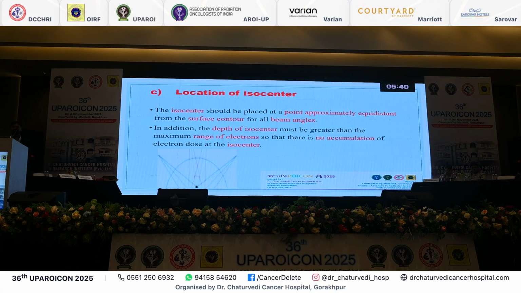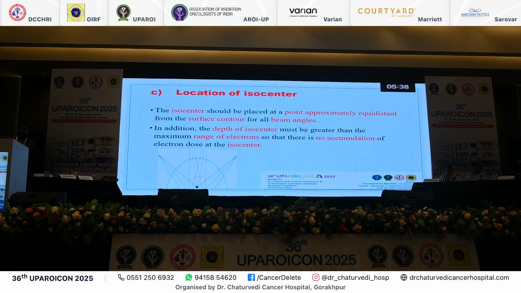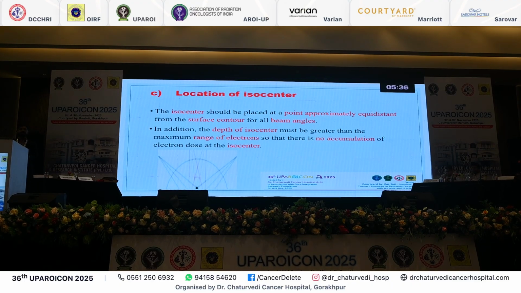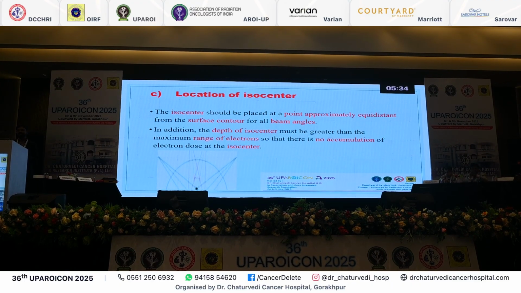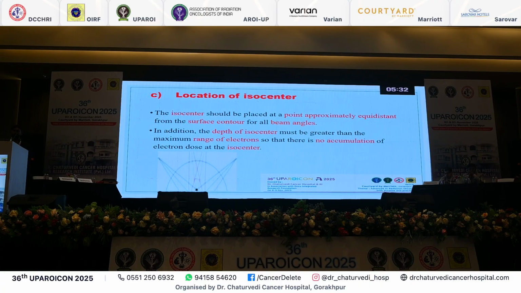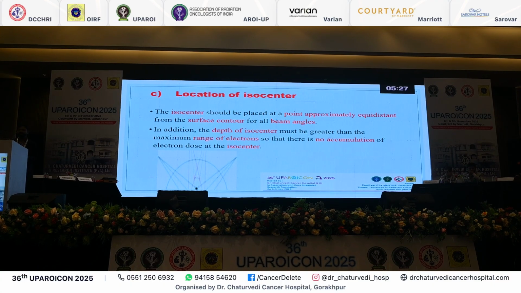And the location of isocenter. The isocenter should be placed at a point approximately equidistant from the surface contour of the beam center. In addition, the depth of the isocenter must be greater than the maximum range of electrons so that there is no accumulation of the electron dose at the isocenter.